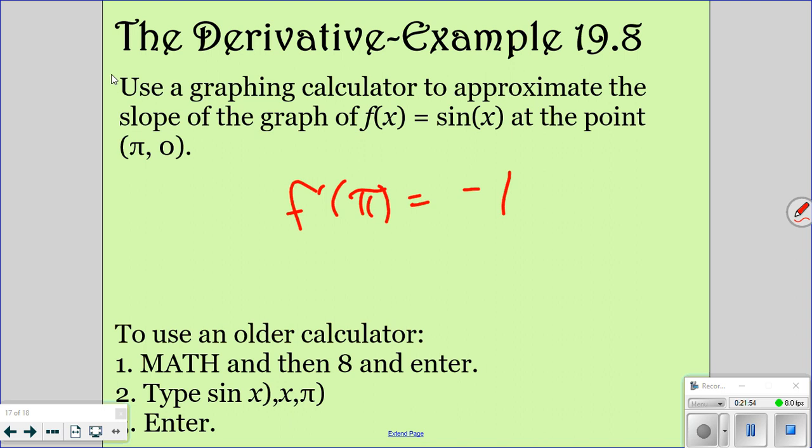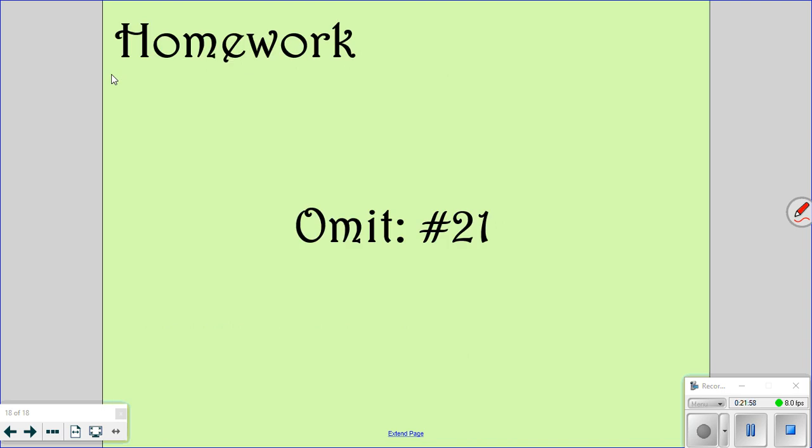Okay, so hopefully that helps you a little bit with derivatives and using the calculator with derivatives. You do get to omit number 21 on your homework tonight, so make sure to do that so we can go over any questions you have.